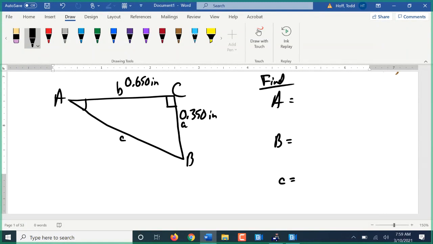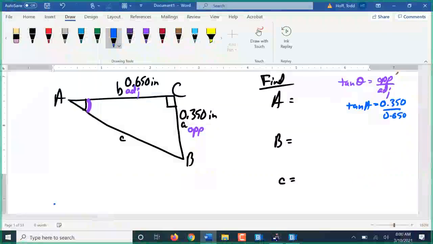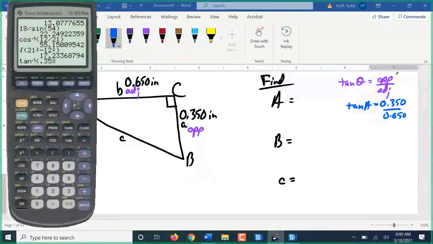Okay, so finding A. Right up here. Two sides we're given are A and B. A is which side? Opposite, and B is adjacent. First is tangent. So in the information here, tangent of A equals 0.350 over 0.650. This is going to be an inverse tangent. 0.350 divided by 0.65, giving us 28.30 degrees.